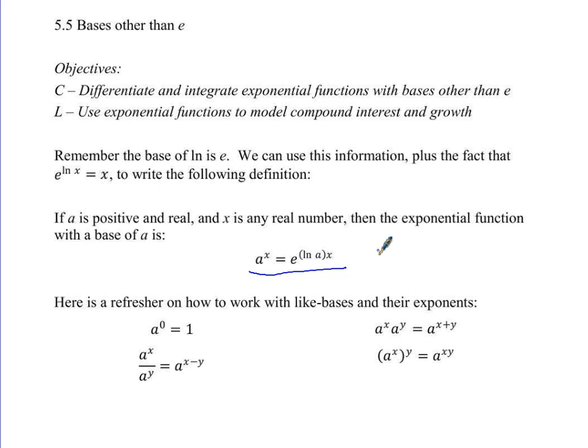Okay, a little refresher on how to work with like bases and their exponents from Algebra 2. Anything to the 0 power is 1, of course. If we are multiplying like bases, meaning the numbers down at the bottom are the same, then we add the exponents. If I'm dividing like bases, then we subtract the exponents. And finally, if we raise a base with an exponent to a power, so powers to powers, we multiply the exponents. Keep those in mind for this section and always.